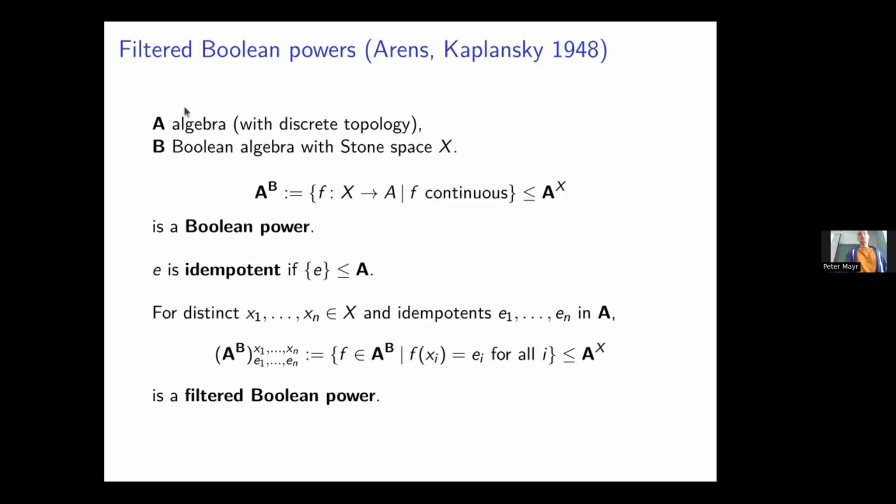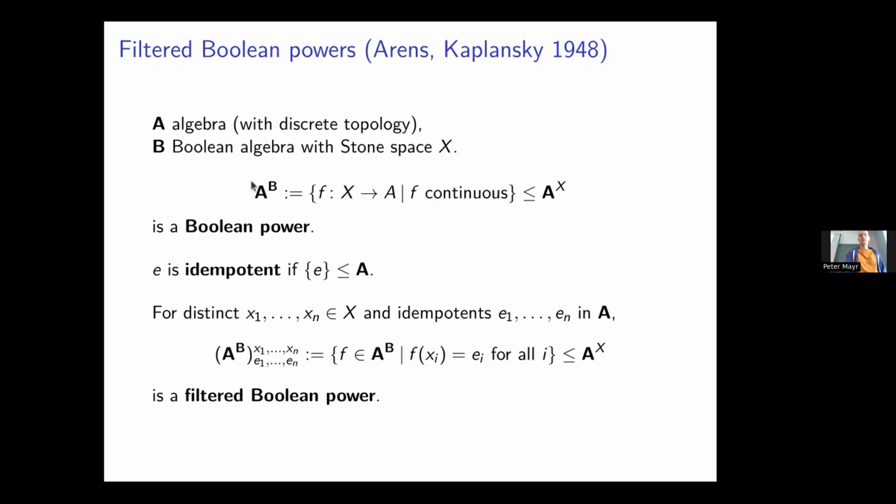I can take an arbitrary algebra A with discrete topology, and I can look at all the continuous functions from the Stone space X into A. That's going to give me a subset of functions A to the X with pointwise operations of the algebra. That's the Boolean power of A by the Boolean algebra B.